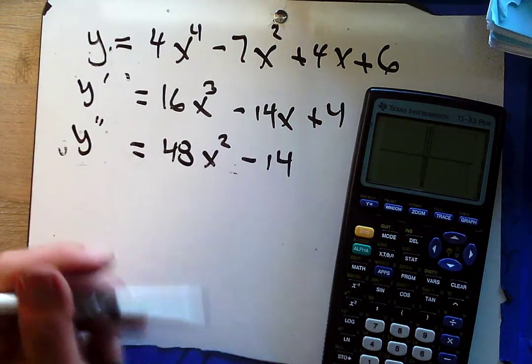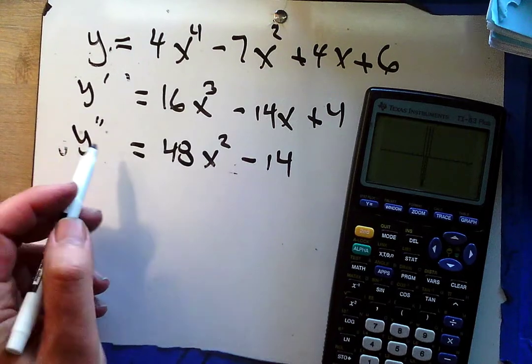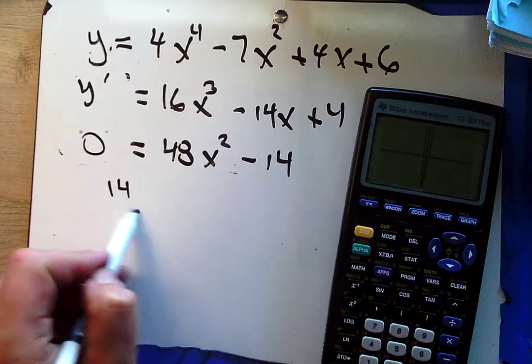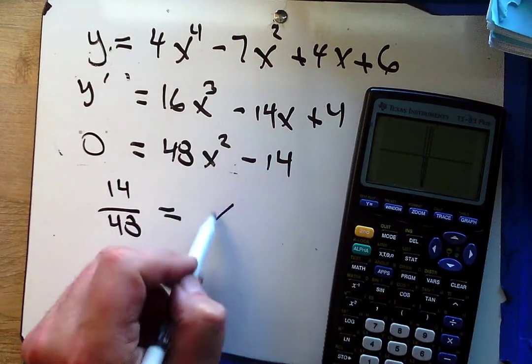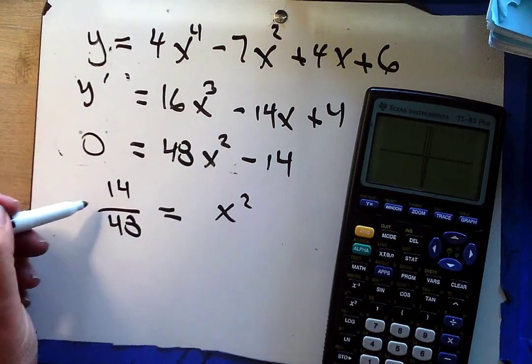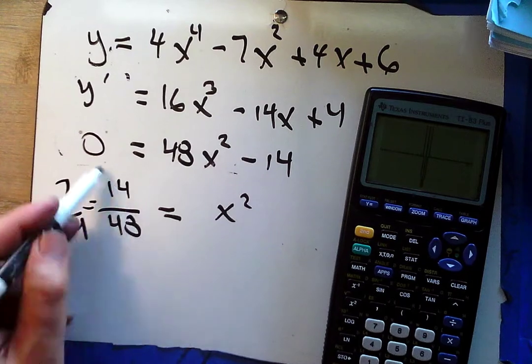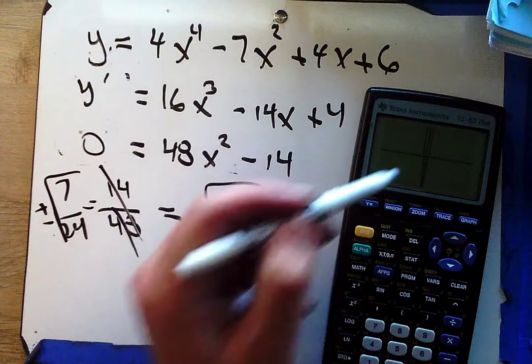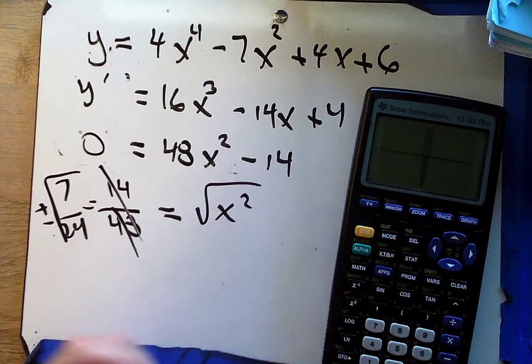This is a very narrow parabola. There we go. And so I want to find my zeros. My zeros here happen at 14 over 48. I guess I can turn that into 7 over 24. And take the square root. Don't forget the plus or minus. See, there's the minus one, there's the plus one.